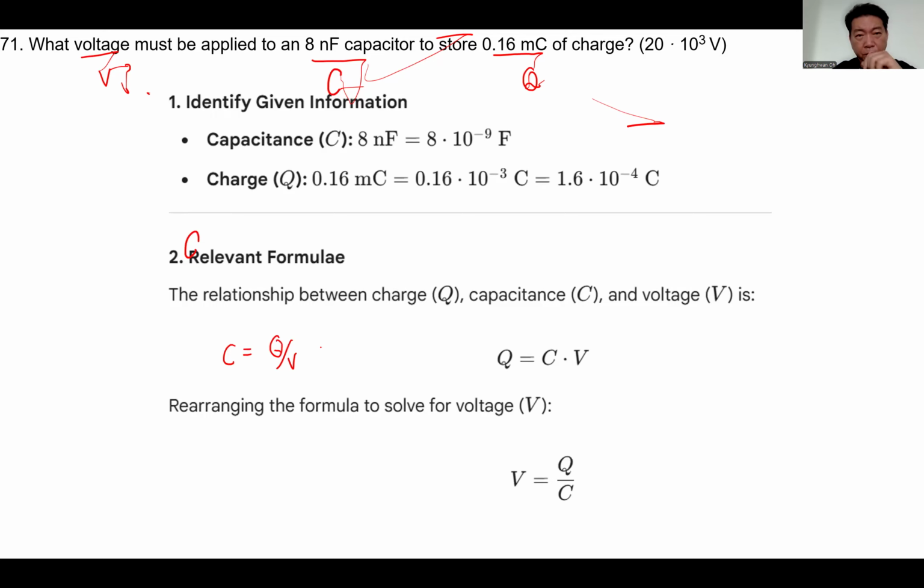In electromagnetics, it is important to keep track of the units: coulomb per volt is farad.